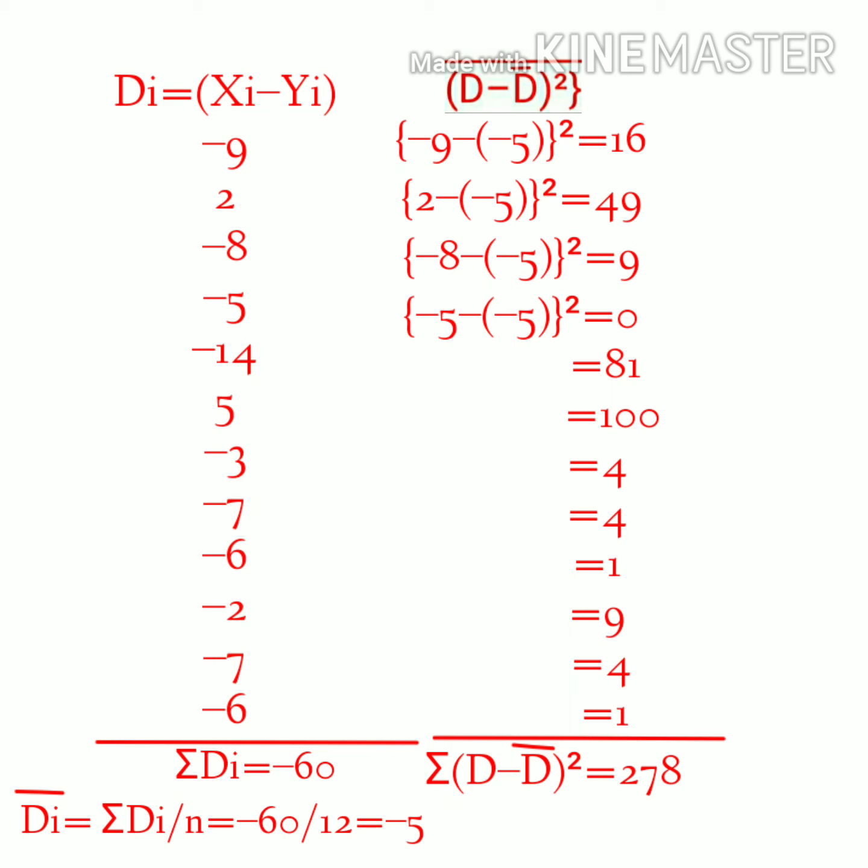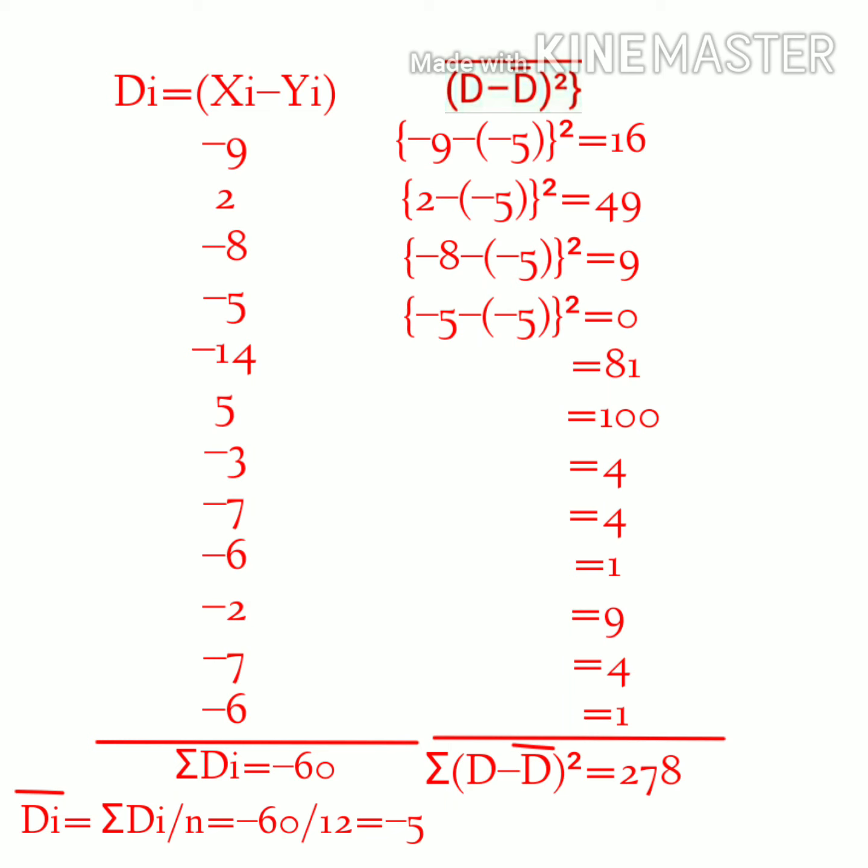Similarly, in the next row, we see the value of d equal to 2. So 2 minus 5, we get minus 3... plus 7. So definitely plus 7 whole square will be 49. Similarly, in the next row, the value of d is minus 8 and the value of d bar as usual is minus 5. So minus 8 minus 5 will be minus 3. So minus 3 whole square will be 9.